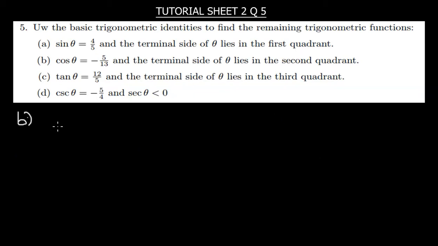So B is saying cos theta is equal to negative 5 over 13. And then they are telling us the terminal side of this theta lies in the second quadrant. We all know cos is negative in the second quadrant, that's the reason why our value here is negative. So the triangle in the second quadrant is this one.